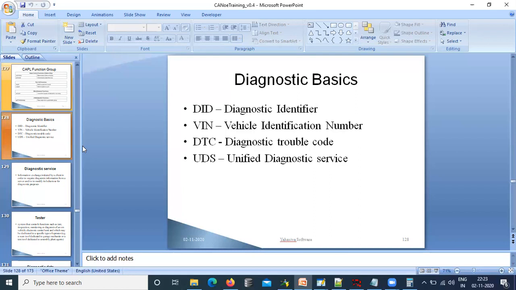Another timing is called the P2 star CAN server. It refers to the time in which the ECU server should be able to transmit a proper diagnostic response, either positive or negative, to the tester after the negative response code. Suppose NRC 78, response pending, is sent. After that, the P2 star server comes into the picture after some time. That timing is called the P2 star CAN server timer.